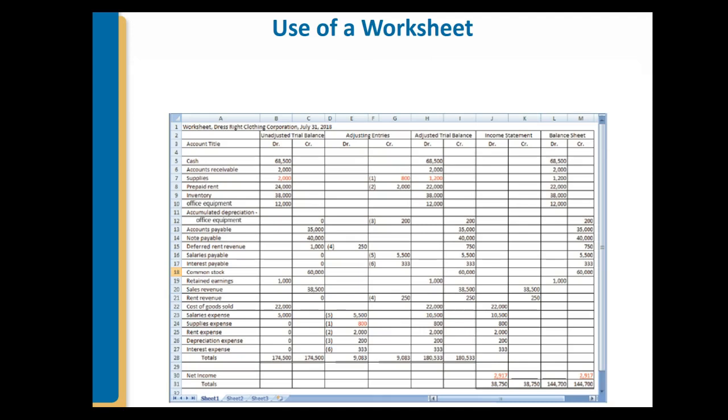A worksheet often is used to help organize the accounting information needed to prepare these adjusting and closing entries and the financial statements. The first step is to enter account titles in column A and the unadjusted account balances in columns B and C. The second step is to determine the end of period adjusting entries, and we enter them in columns E and G. The third step adds or deducts the effects of those adjusting entries onto the balances. The fourth step transfers the temporary retained earnings account balances to columns J and K. And then the fifth step is to transfer the balances in the permanent accounts to columns L and M.